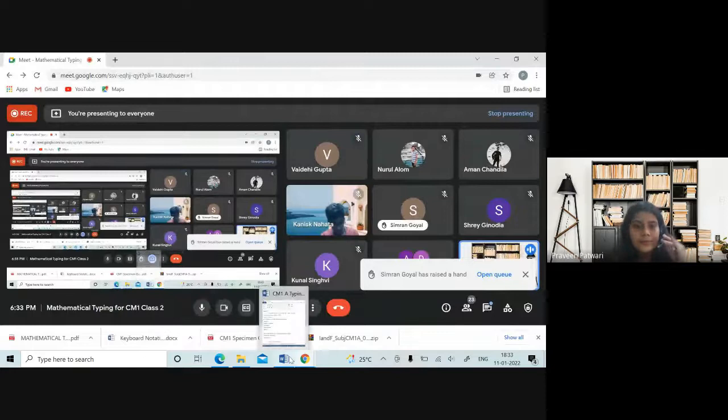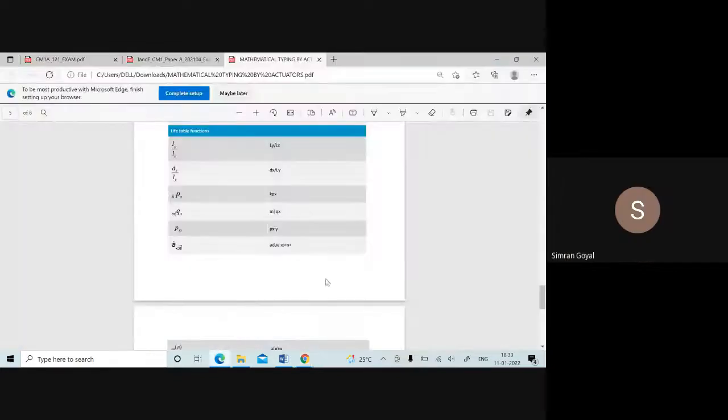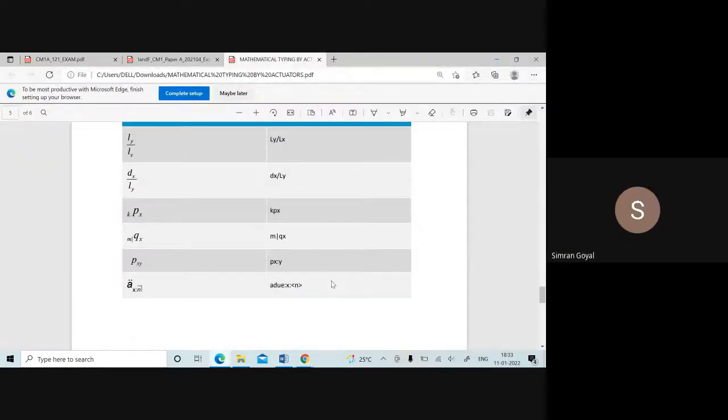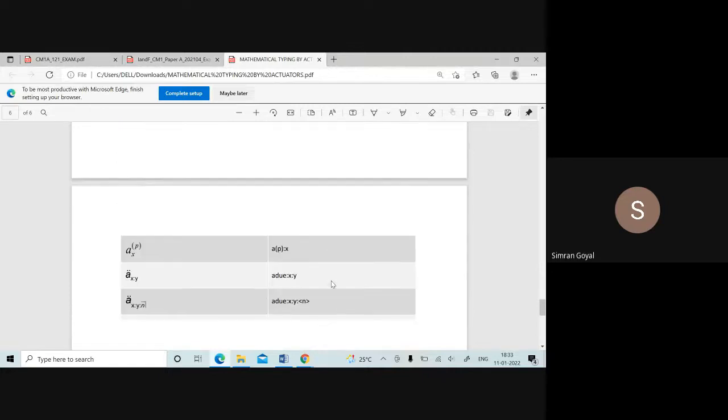Yes, Simran. Ma'am, please tell how to write annuity paying in advance using equation editor.